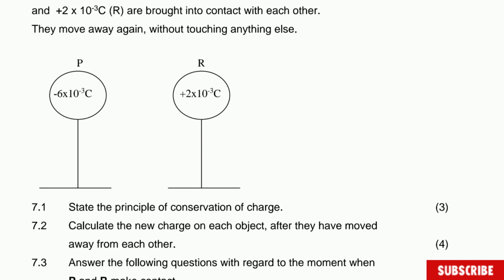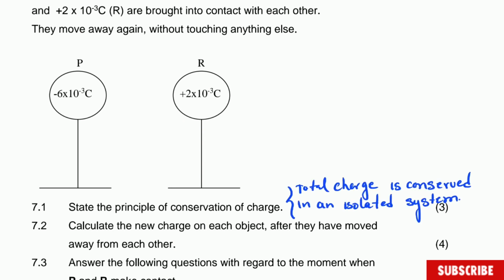Take the principle of conservation of charge. This principle states that the total charge is conserved in an isolated system. That's all you have to say, guys. Now calculate the new charge on each object after they have moved away from each other. So in this case, we do have to apply this law of conservation of charge.